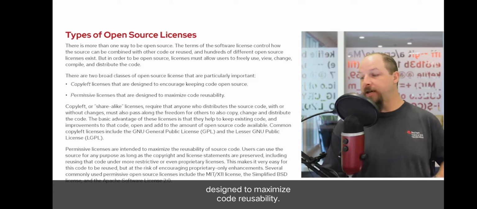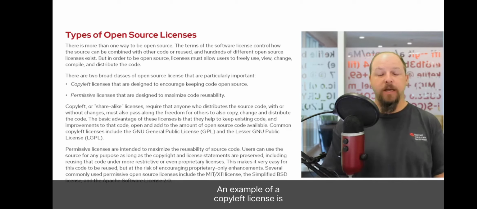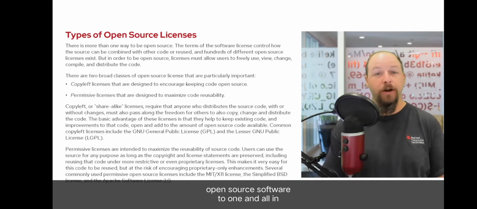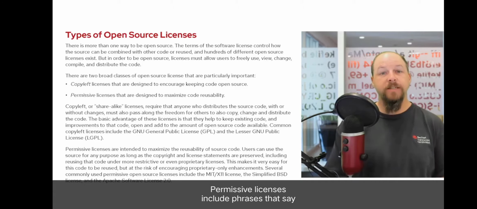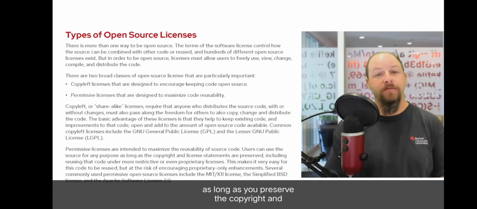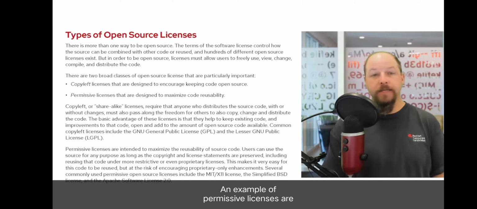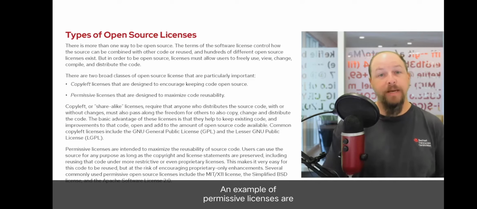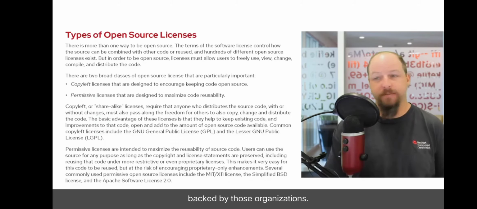Permissive licenses are also designed to maximize code reusability. An example of a copyleft license is the GNU General Public License, or GPL. This is a commonly used license for distributing open source software to one and all in a share and share alike type mindset. Permissive licenses include phrases that say you can distribute and utilize software as long as you preserve the copyright and integrity of those licenses within the software. An example of permissive licenses are the BSD or Apache software licenses, backed by those organizations.